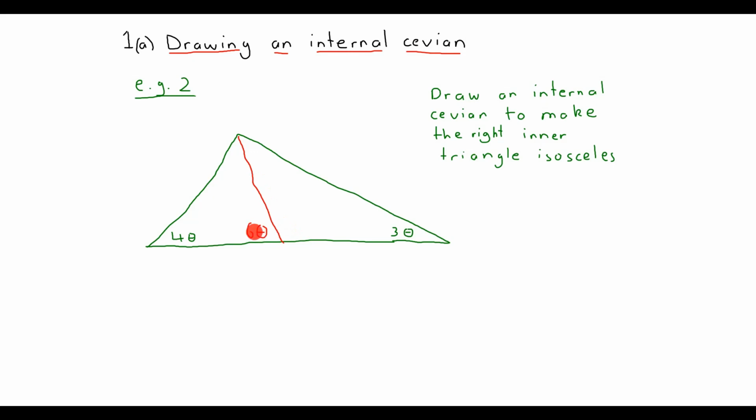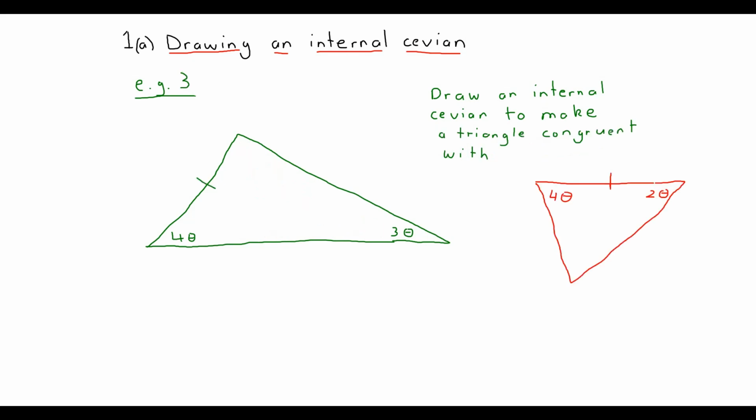And you're thinking, well, why is this 6 theta? That's because 3 theta plus this one has to equal 6 theta. So of course we have a 3 theta up here, and now you can see we've made our right inner triangle, which I've shaded in, an isosceles triangle where that side equals that side. Okay, ready for your next Servian example?